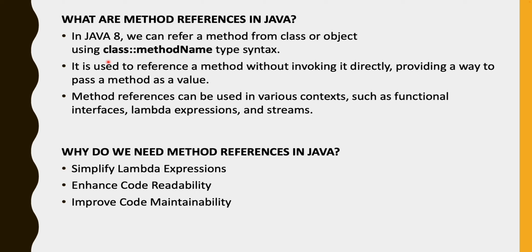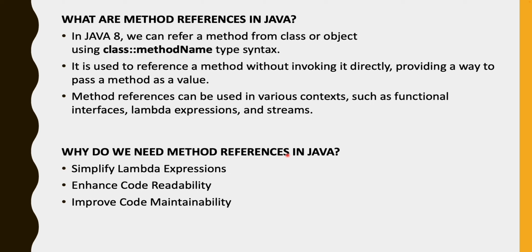How can we call that? Class name::method name. We can call using this syntax. With method references, we are passing the method as a value, and method references can be used in various contexts like functional interfaces, lambda expressions and streams.